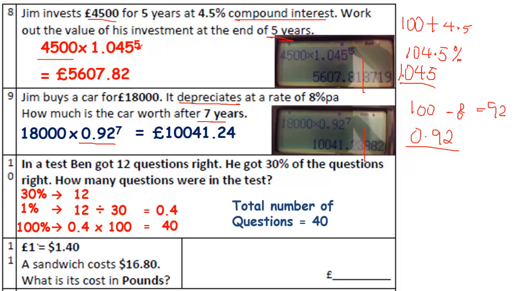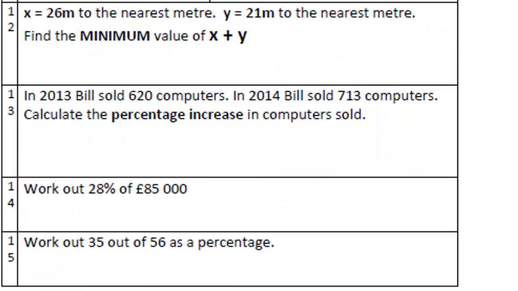Question 11, exchange rate. So I'm going to draw in my arrows. When you go forward, you times. When you go backwards, you divide. Read the question carefully. A sandwich costs $16.80. So I need to go from dollars to pounds, and I need to go backwards. So that means I need to divide 1680 divided by 140, and that's going to give me £12 exactly. Expensive sandwich.